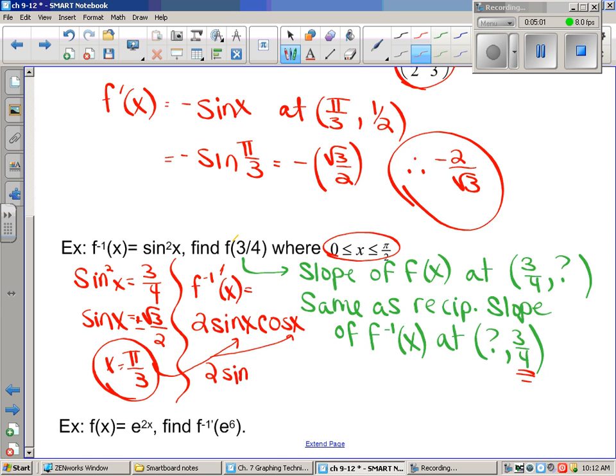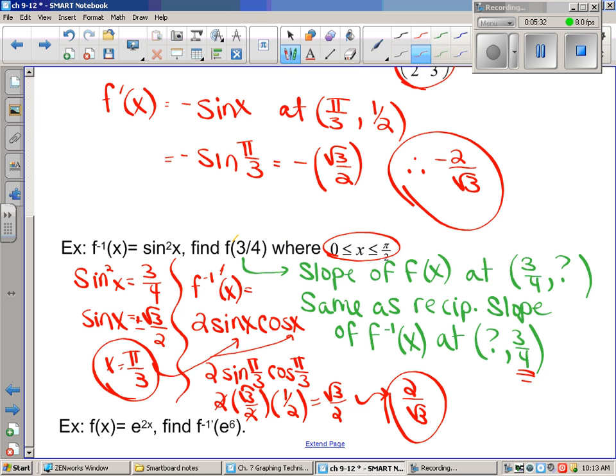So I have 2 sine of pi over 3 cosine of pi over 3. And so the sine of pi over 3 is root 3 over 2. And the cosine of pi over 3 is 1/2. And just to simplify things a little bit, that means that those 2's would basically end up dividing out, and I'd be left with root 3 over 2. Again, though, this is of the inverse. I want the actual function, so now all I need to do is flip that right around and realize that that is the slope that they were looking for.